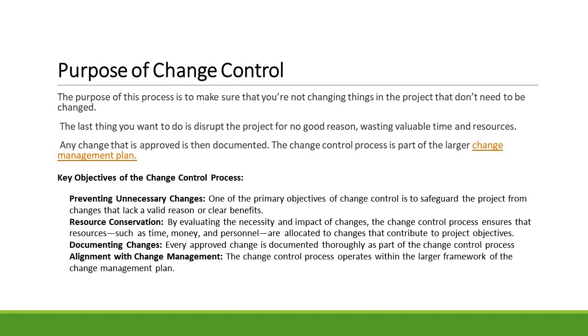Importantly, the change control process is an integral component of the broader change management plan, aligning changes with strategic goals and minimizing unnecessary disturbances. Key objectives of the change control process. 1. Preventing unnecessary changes. One of the primary objectives of change control is to safeguard the project from changes that lack a valid reason or clear benefits. By subjecting every change to evaluation, the process prevents arbitrary alterations that could lead to inefficiencies or confusion.